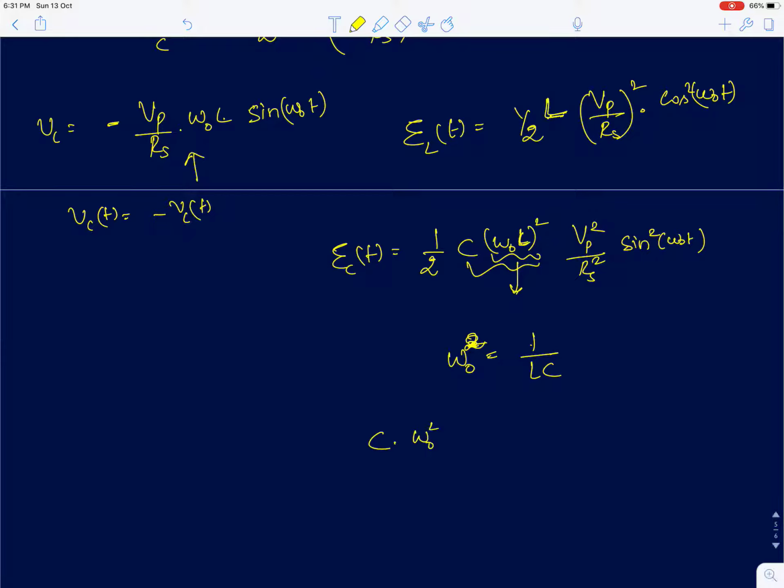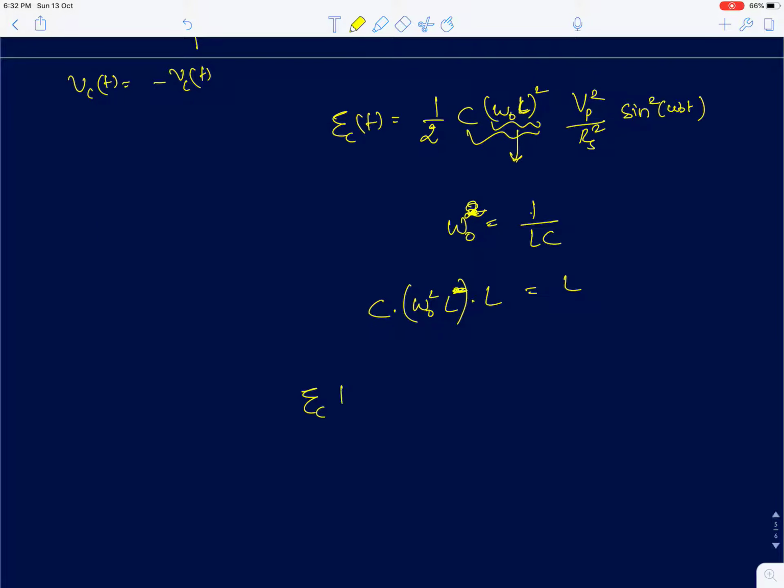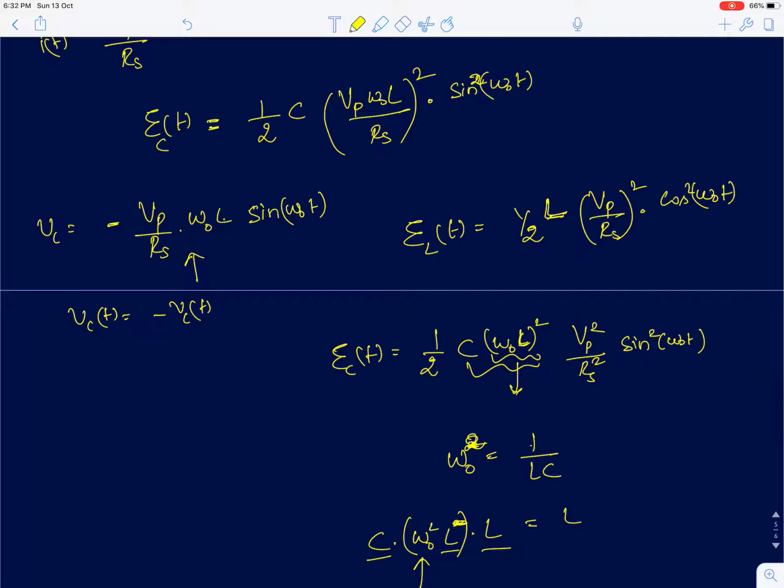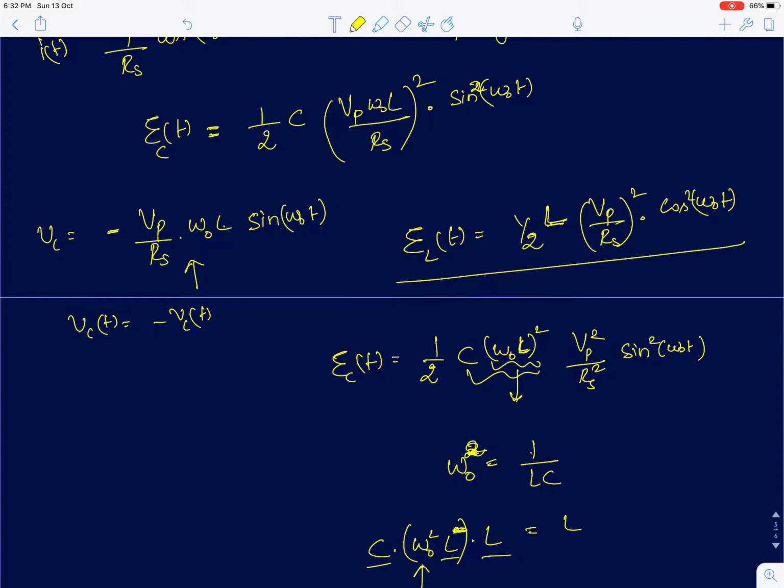So C into omega naught square L square. I'll write omega naught square L into L. So this is simply going to be L. So the energy Ec of t is simply half L Vp square by Rs square. Omega naught square is 1 by LC, so these two terms will cancel out and you will get L. The expression for energy stored across the capacitor has the same value. The only difference is it's sine square instead of cos square. For a capacitor it is sine square, for an inductor it is cos square.